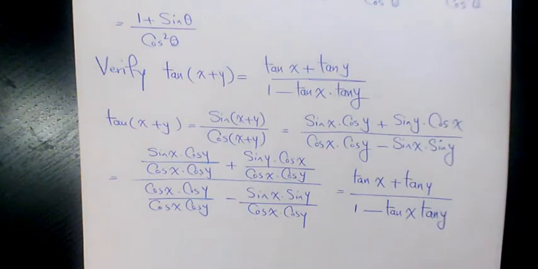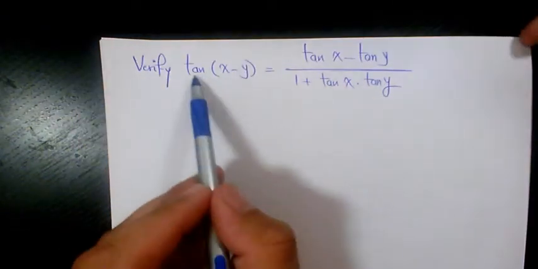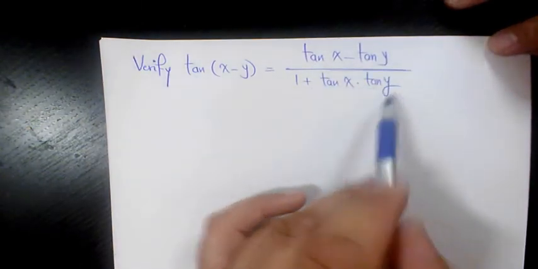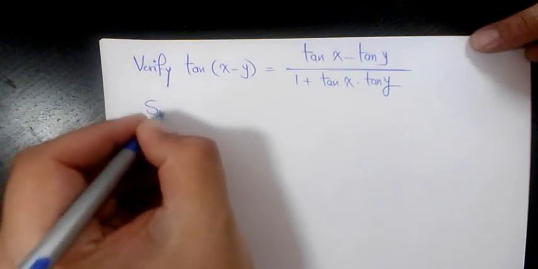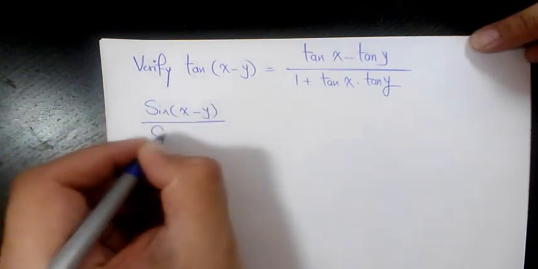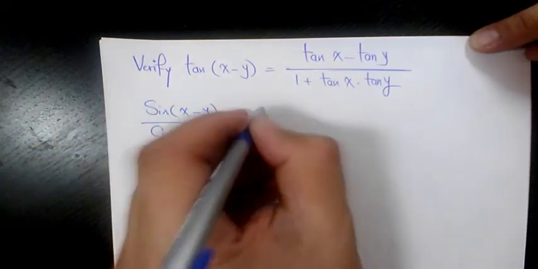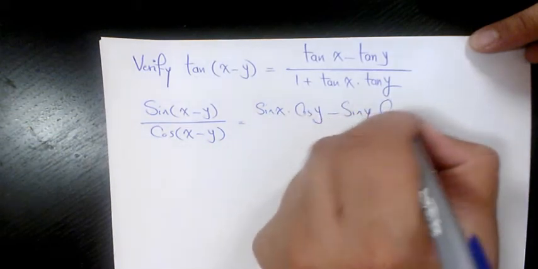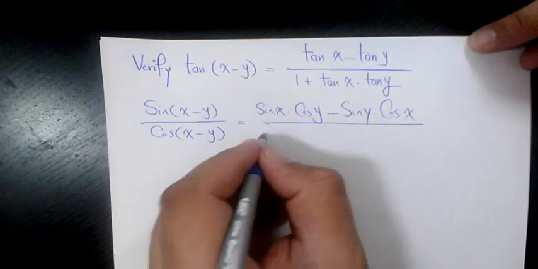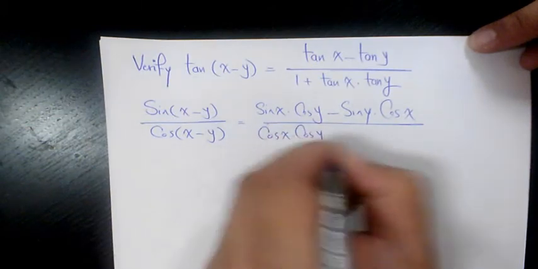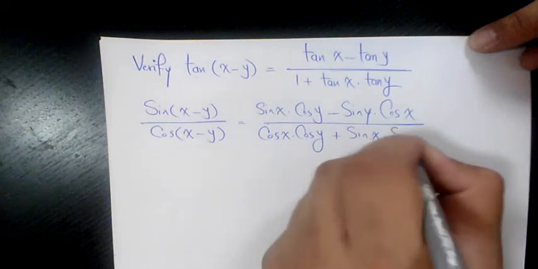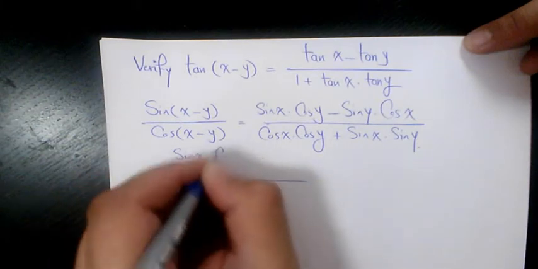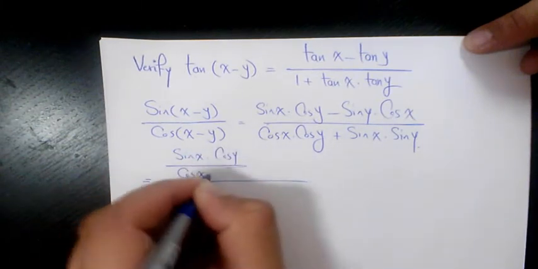So that's proven. So in this example, we need to verify tan(x minus y) equals tan x minus tan y over 1 plus tan x tan y. I'm going to write it fast now. Sine(x minus y) over cosine(x minus y). So we have sine x cosine y minus sine y cosine x over cosine x cosine y plus sine x sine y. Then you divide both terms by cosine x cosine y.